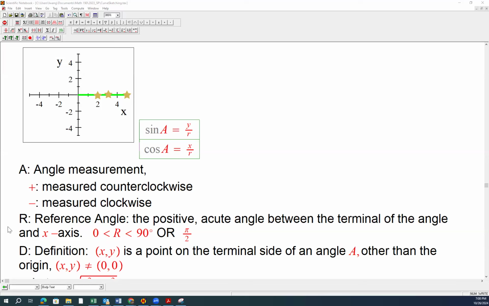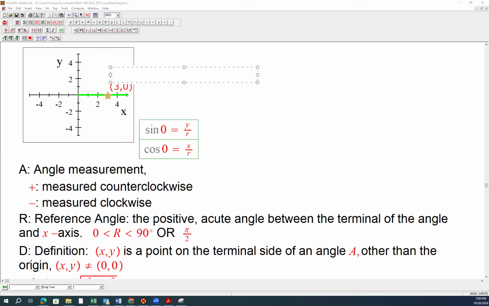So in our case, this is 0. Suppose I pick a point. I'm going to clear this. I'm going to pick one point, at 3, 0. This point I pick is obviously on the terminal side of the angle. That point is 3, 0. What does 3, 0 mean? 3 is the x, and y is the 0.